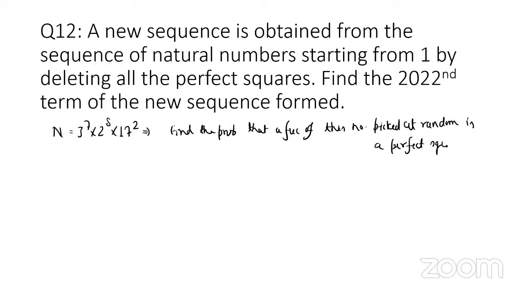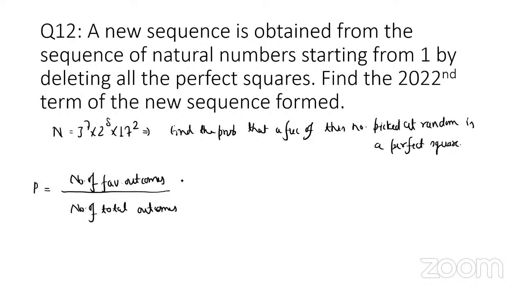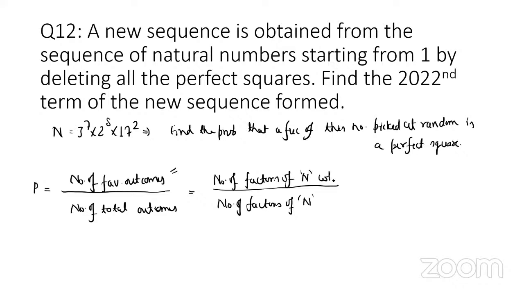So guys, we all know the basic formula for finding probability: the number of favorable outcomes divided by the number of total outcomes, right? What do we mean by favorable outcomes and total outcomes in this particular question? Total outcomes is nothing but the number of factors of the given number, which we assumed as n. And the favorable outcomes must be the number of factors of n which are perfect squares, right?